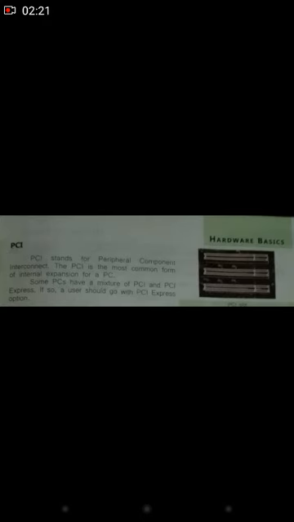Here is the picture of PCI slots. One, two, three white slots.